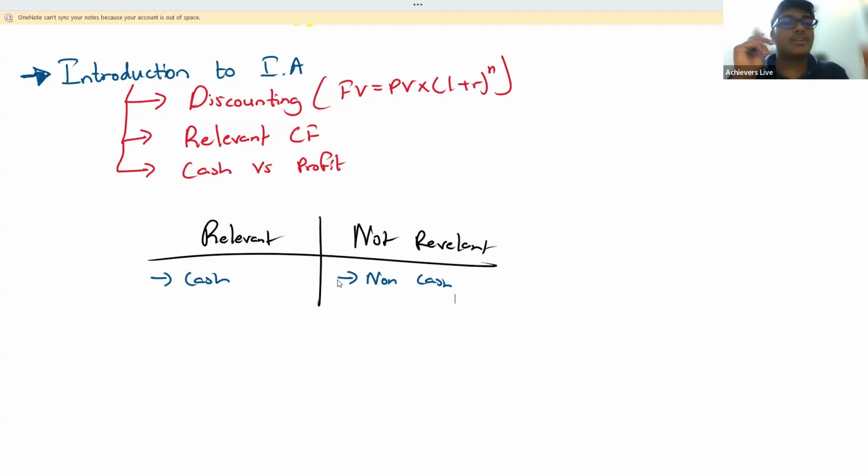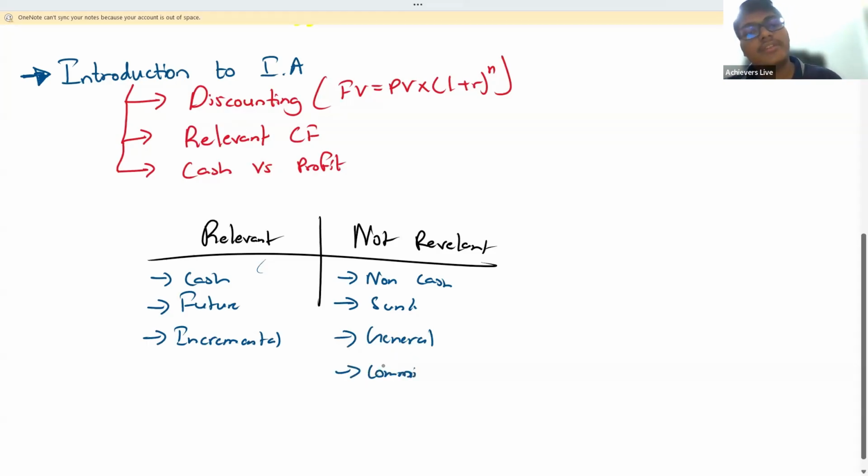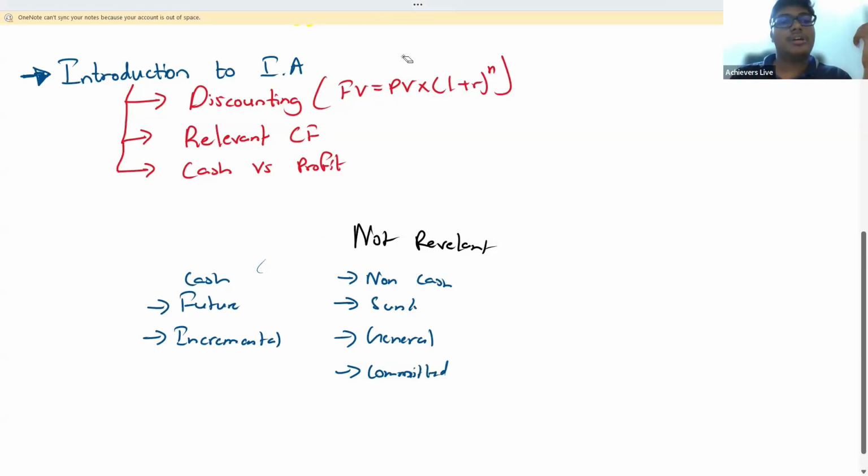So what are the features of relevant cash flows? One, they are cash. The next one, they are future figures, and non-relevant cash flows are sunk costs. Next, they have to be incremental, which is something new. These are general costs, sunk costs, committed costs. All of these are not relevant. Keep that in mind. It is a very simple understanding which you all have to have.